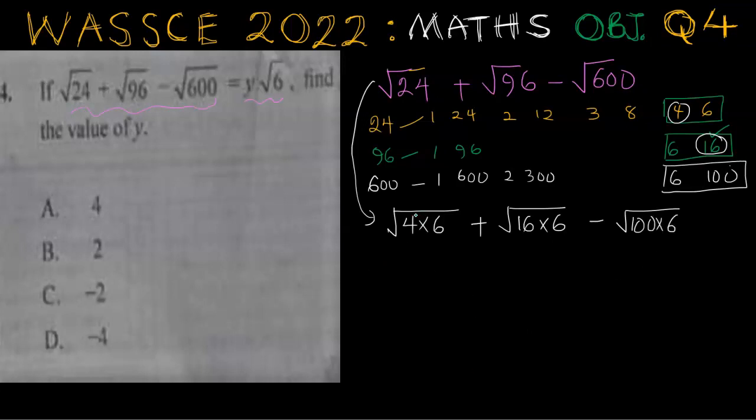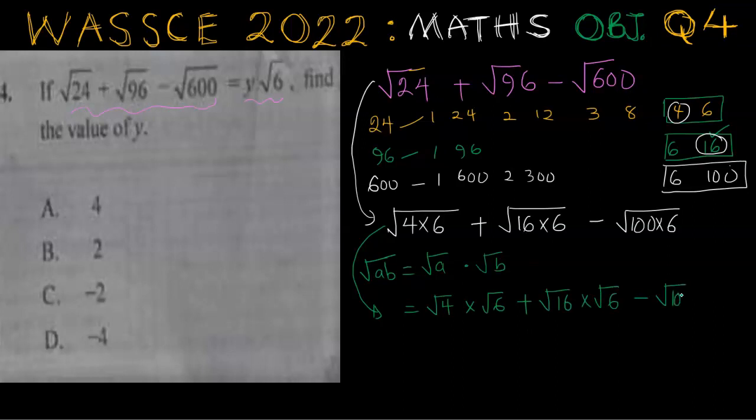So from one of the rules of surds that we considered, to see the video, just click on the link at the top right corner of your screen, we found that the square root of AB is the square root of A times the square root of B, so we can split the square root if it's a product. Thus, this is going to give root 4 times root 6 plus root 16 times root 6 minus root 100 times root 6.